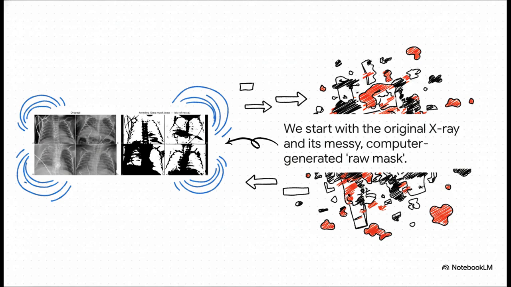Nope. We start here. On the left, you've got the original chest X-ray. And on the right, that's the raw output from a basic computer algorithm. You can see it's noisy, it's got holes in it, and there are all these extra little blobs that are definitely not part of the lungs. Our job is to get from this digital mess to that masterpiece we just saw.